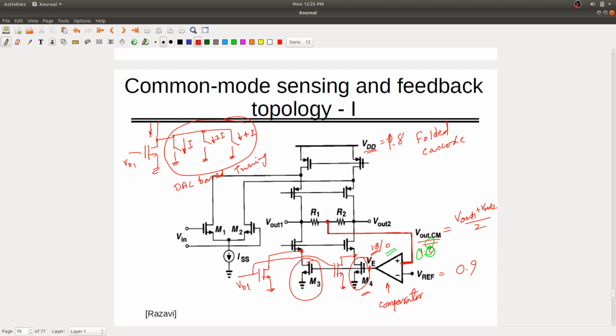Are you following this, or something is missing, Gaurav? So what is that? Okay, yeah. Before that you understood. Before DAC, you understood.